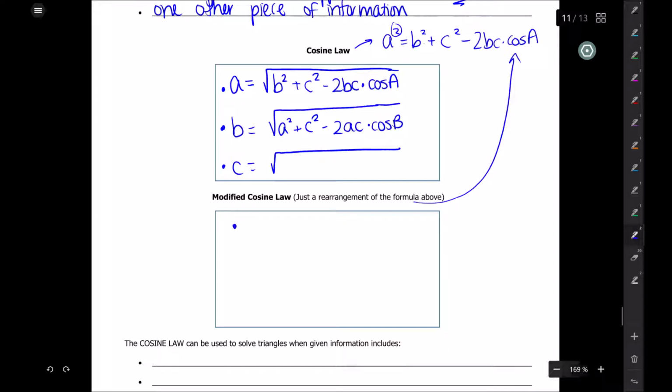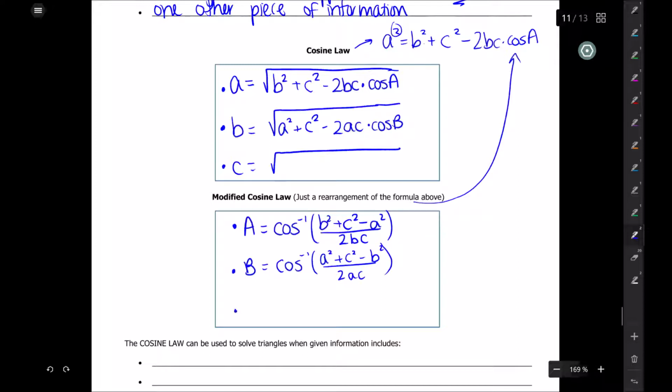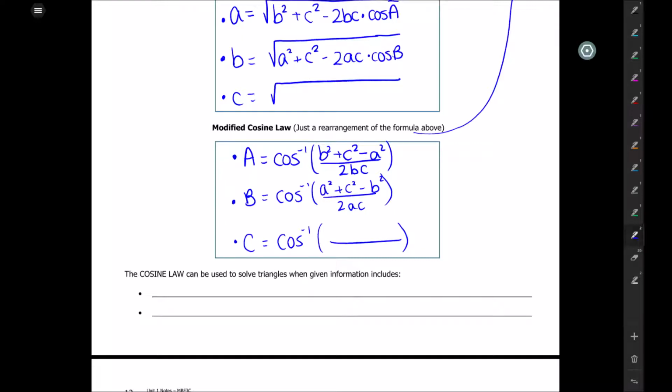So the modified cosine law is going to tell us that angle A is equal to the inverse cosine of b squared plus c squared minus a squared all over 2bc. Okay? Or that B is equal to the inverse cosine of a squared plus c squared minus b squared all over 2ac. So I want you to write out C is going to be the inverse cosine of what? Okay?